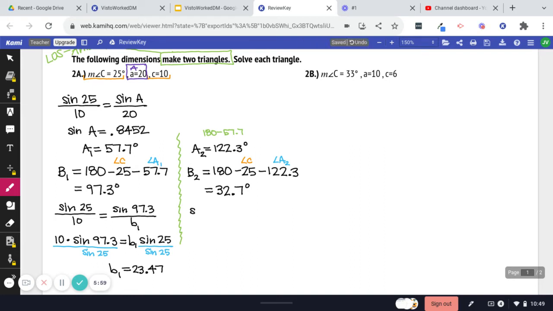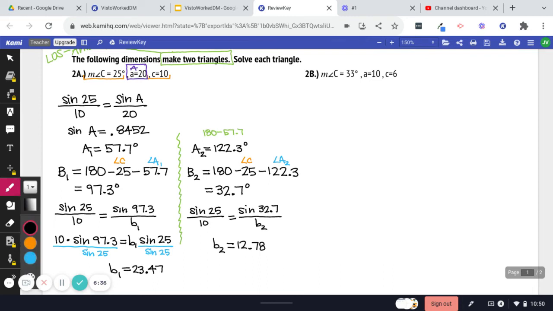And then we can finish this by solving for the side that matches up with a 32.7 degree angle. So 10 sine 32.7 divided by sine 25, and B2 is 12.78. Which makes sense because a 32 degree angle is a little bit bigger than 25, and 12.78 is a little bit bigger than 10. So that is the two parts to this one.